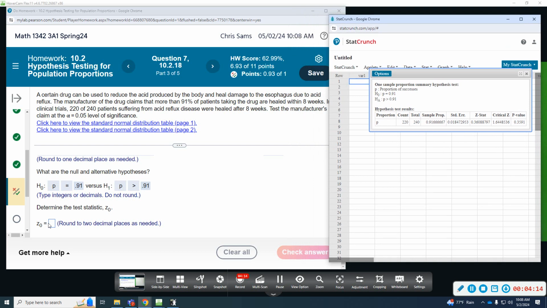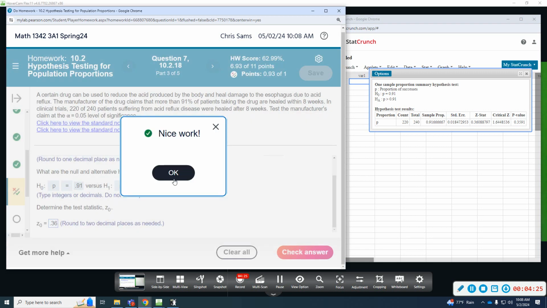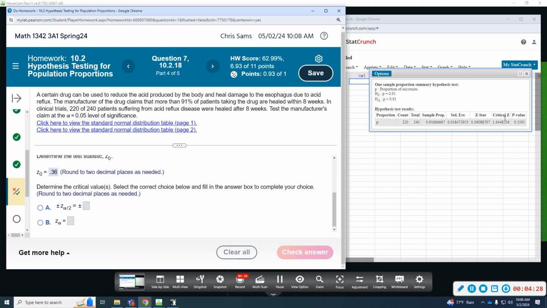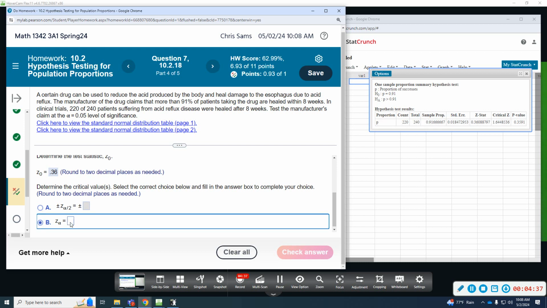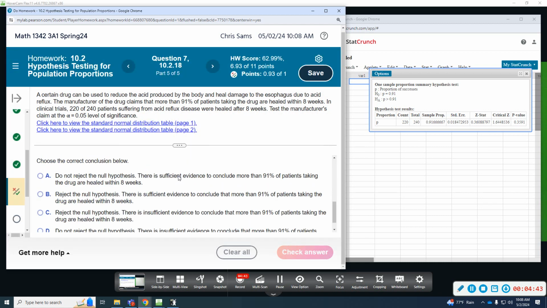Okay, and we are looking for the test statistic first, so that is the z-stat. So we get 0.36 to 2 decimal places. And the critical value, which is given here to 2 decimal places, is 1.64. And then the conclusion, the p-value is 0.35. It's 35%. That's really high. It's way, way higher than alpha equals 0.05.